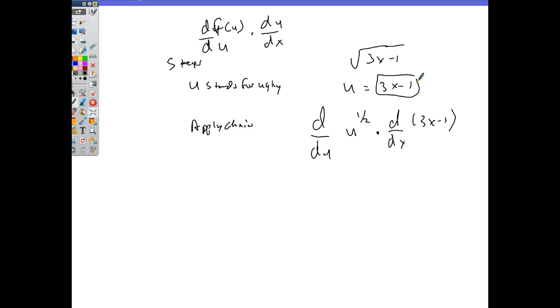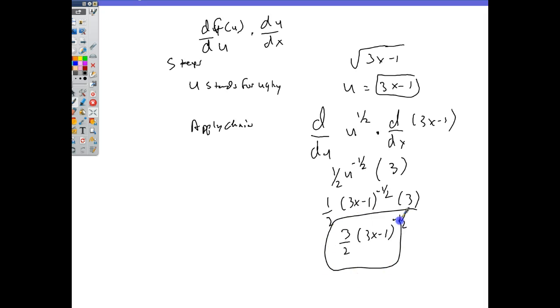Then, moving it forward, here we go. 1/2 u to the negative 1/2 times the derivative of the inside, which would be what? 3, right? So then this becomes 1/2. Now I put the u back in. What's u? 3x minus 1. So the negative 1/2 power times 3, and I'm done. 3/2, 3x minus 1 to the negative 1/2 power. Chain.